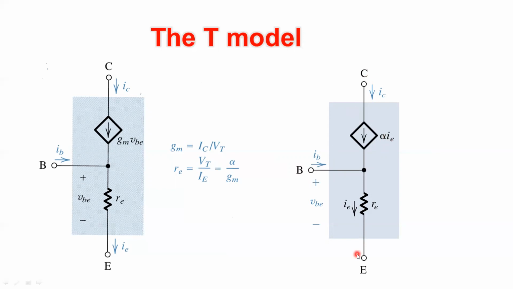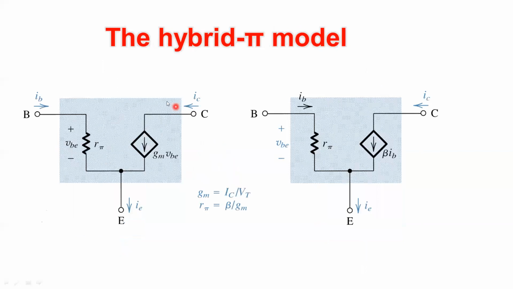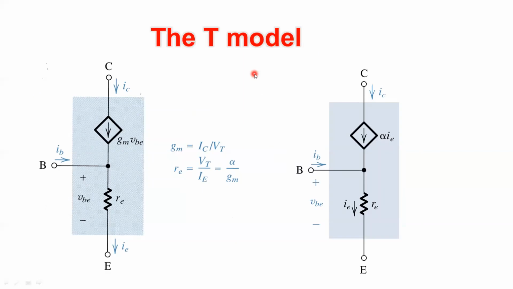Again, you can transform it this way. Now the current in the collector is equal to gm times VBE, which is this voltage. This is the resistance re, and this is gm times re. gm is the same, which is IC over VT, but now this re has a value of VT over IE, or alpha over gm. So you can use this model, which we call the T model, or you can use this model, which we call the pi model. Both models will be used in order to solve AC bipolar junction transistor problems.